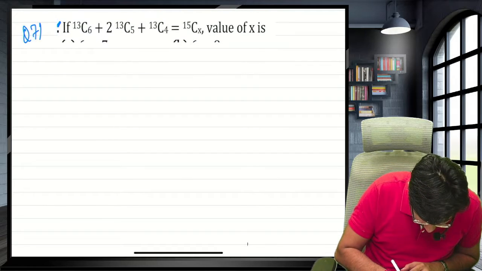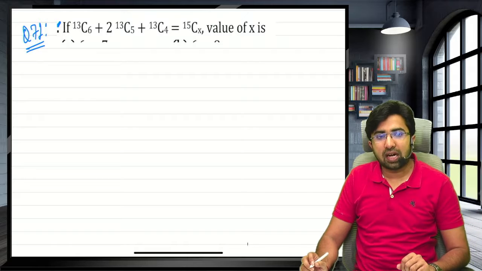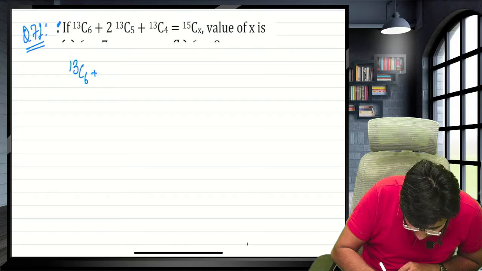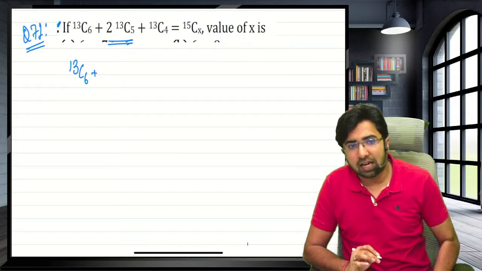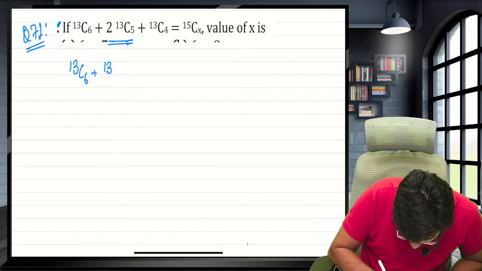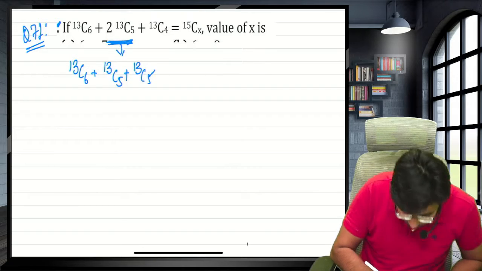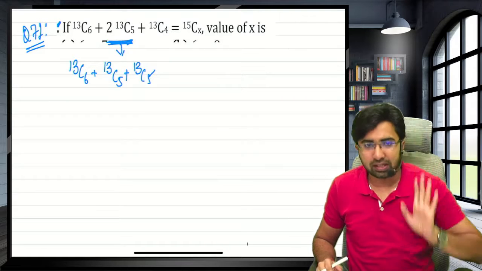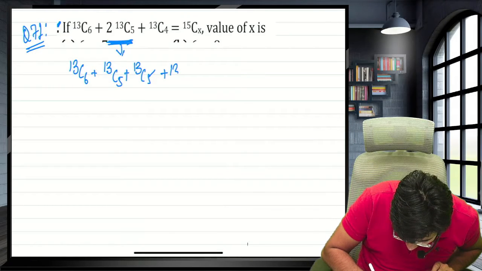Question number 71. Now see, guys, here we are having 13C6 plus 2 times 13C5. Can I split this in 2 parts? 2 times 13C5 means 13C5 plus 13C5. Now you are having plus 13C4 equals 15Cx.